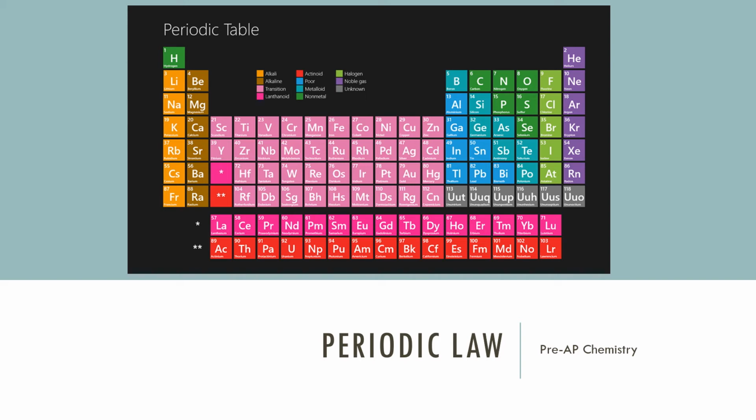Today we'll be studying periodic law, looking at the periodic table, seeing how it's arranged, why it's arranged in that format, and identifying special groups and families. Be sure you have some color pencils or markers available so that you can label and color your periodic table.